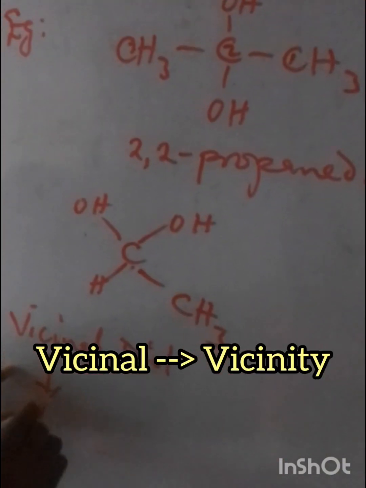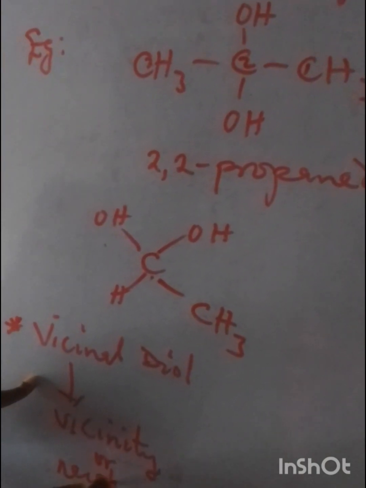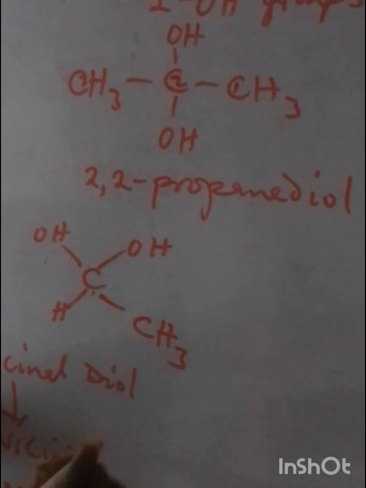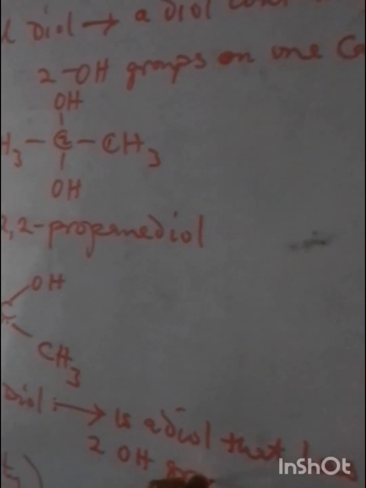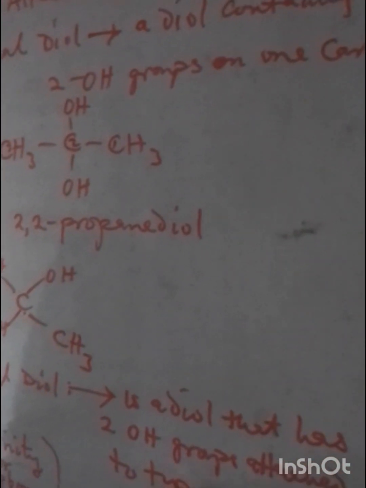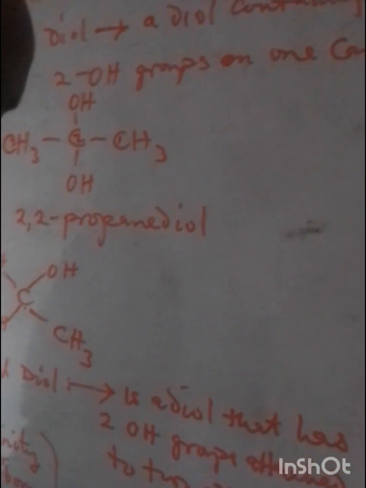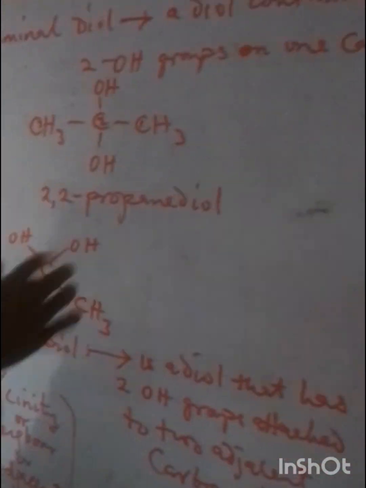Vicinal is gotten from the word vicinity, or neighbor, or adjacent. So vicinal diol is a diol that has two OH groups attached to two adjacent carbon atoms. This time around, the two OH groups are not on one carbon. They are on two carbon atoms.